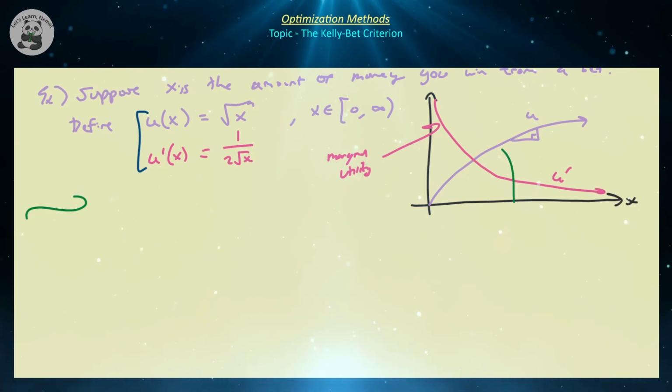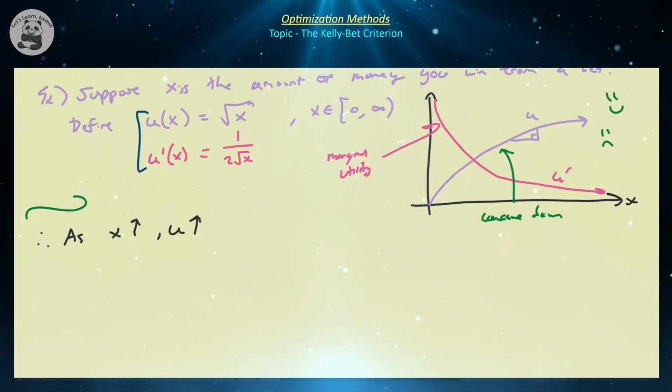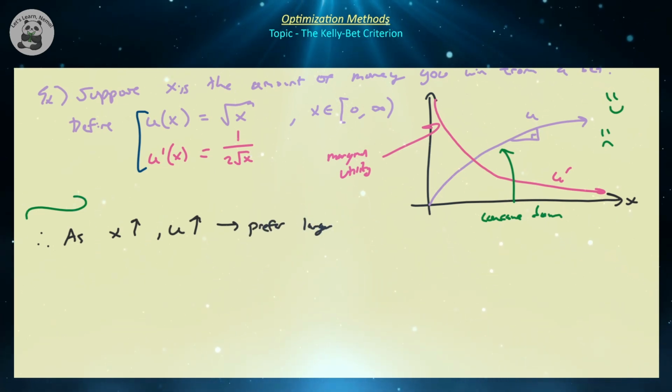And notice that sometimes we refer to this as a concave down utility curve if its second derivative is negative. Because it looks like a frown instead of like a smiley face, like a cup, as people say. So, as our x increases, our utility increases, which means that we prefer larger values of x over smaller values of x.